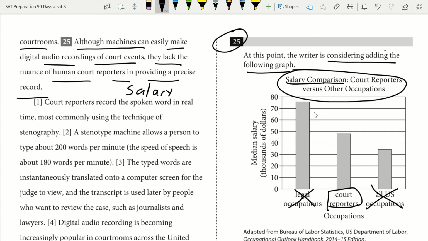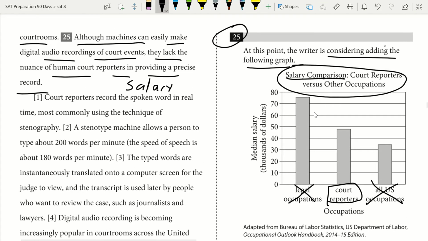Additionally, we're talking about salary in this graph. I never talked about salary or compensation in my paragraph. That's a big, big, big red flag telling me I should not add this graph because it's offering nothing to my paragraph. It adds no support. It adds nothing as far as explaining something that was complex. No addition there. We do not want to add this.